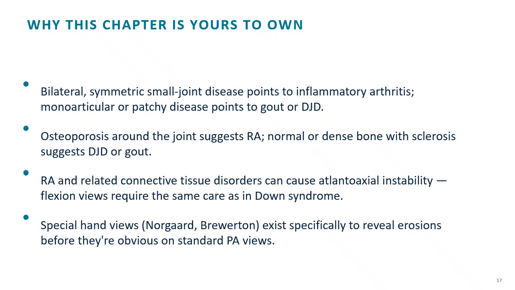You also want to remember the C-spine. Rheumatoid arthritis can weaken the supporting structures around C1 and C2 of the neck, and if it weakens, it's going to create instability. Flexion and extension views should be performed carefully and only within the safe range of the patient. We're not going to force their neck into a position.